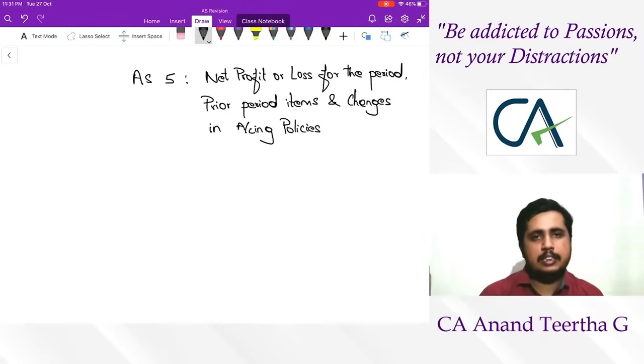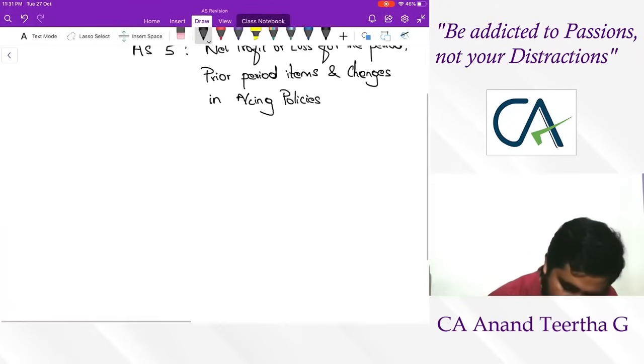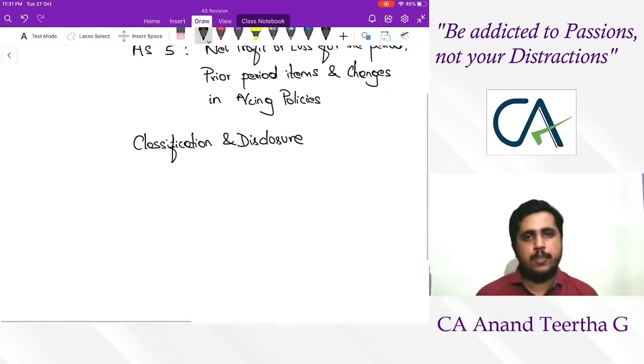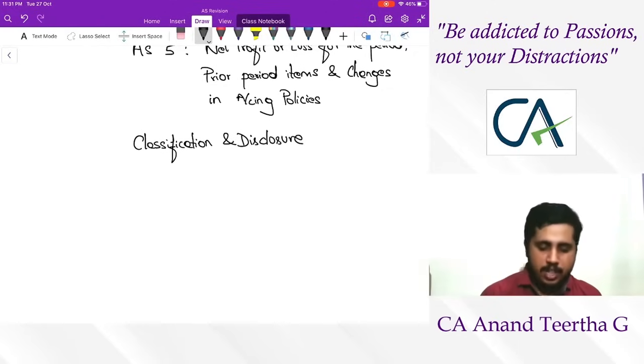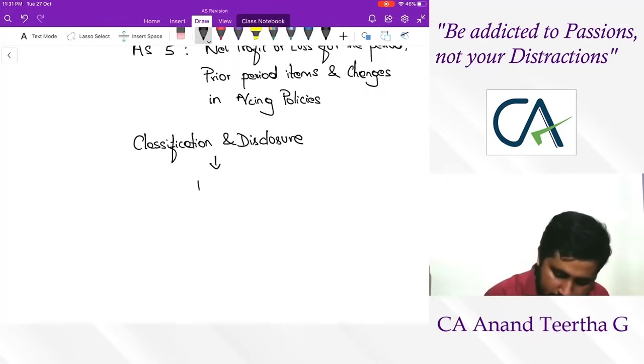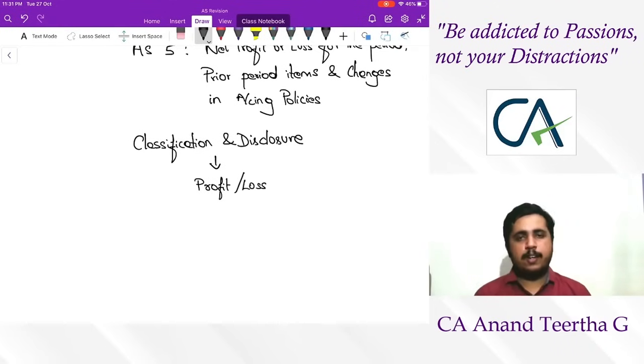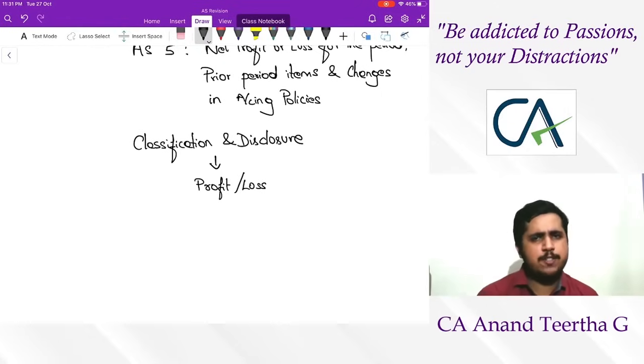Now, basically, what is this standard on an overall basis going to tell us? It is going to tell us how classification and disclosure of certain elements should happen when you go for net profit or loss for the period. So it mainly talks about classification and disclosure at the time of ascertaining the profit or loss. Okay, so when the P&L statement is prepared, what kind of disclosure is needed, what kind of classification is needed, and so on are the important nature of AS5.